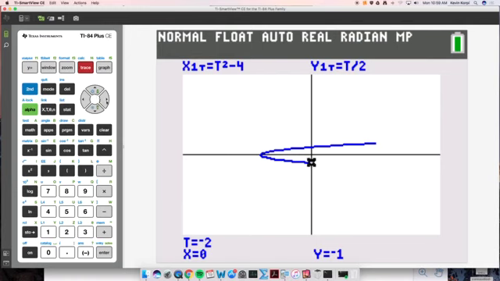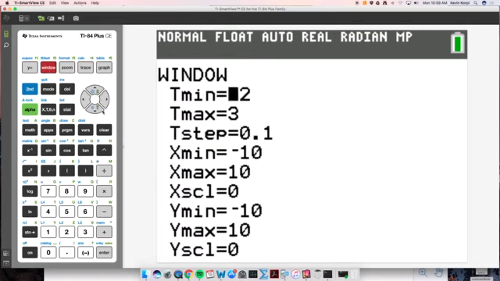Nope. But if you hit trace, now you can see that you're increasing by tenths. Let's go back to the window. Let's slow it down even more. How about 0.01? Now yours probably graphs a little slower than mine, but now it's going to have to do so many more points, it's going to slow it down.